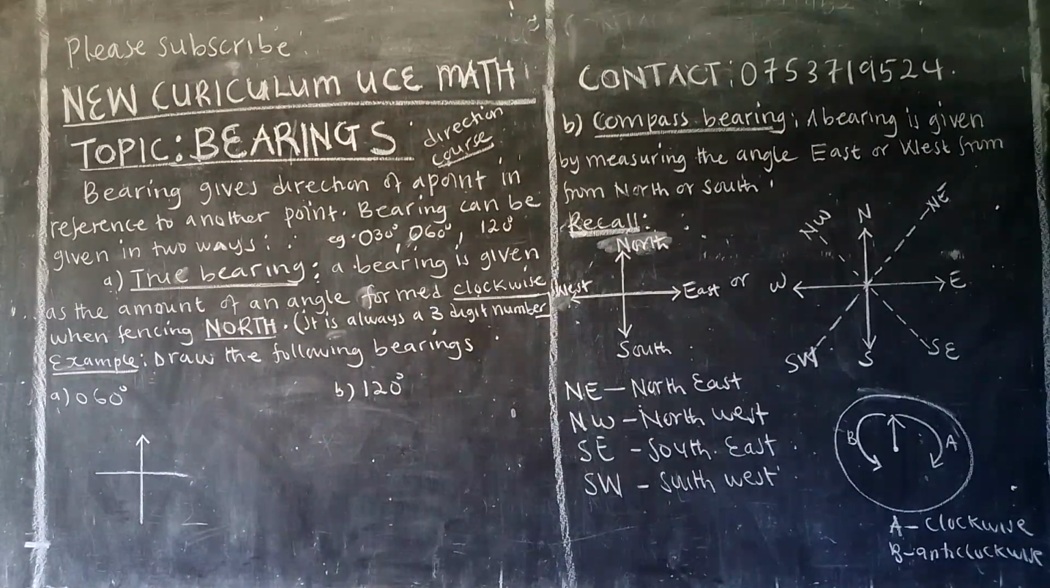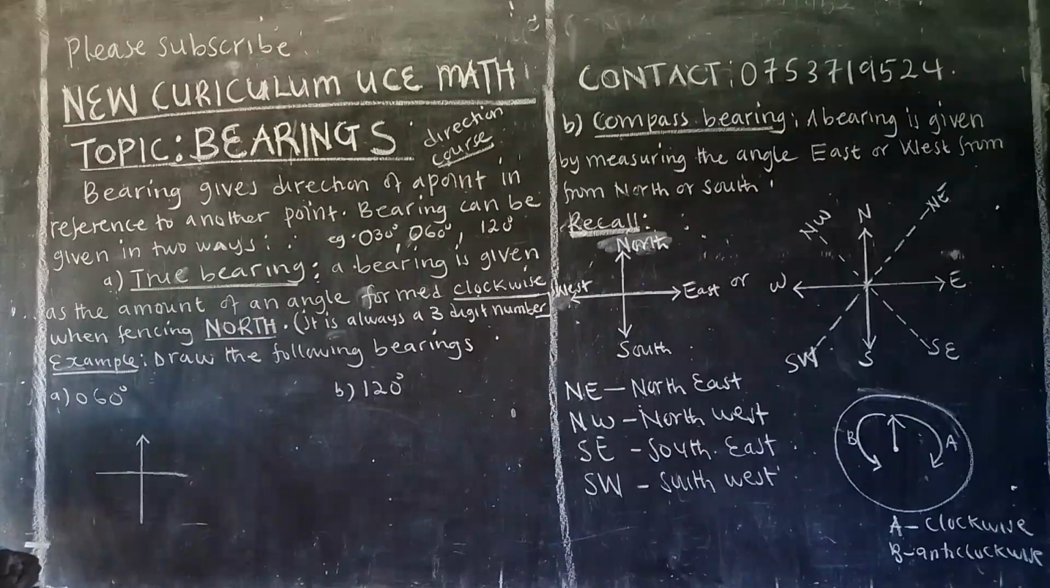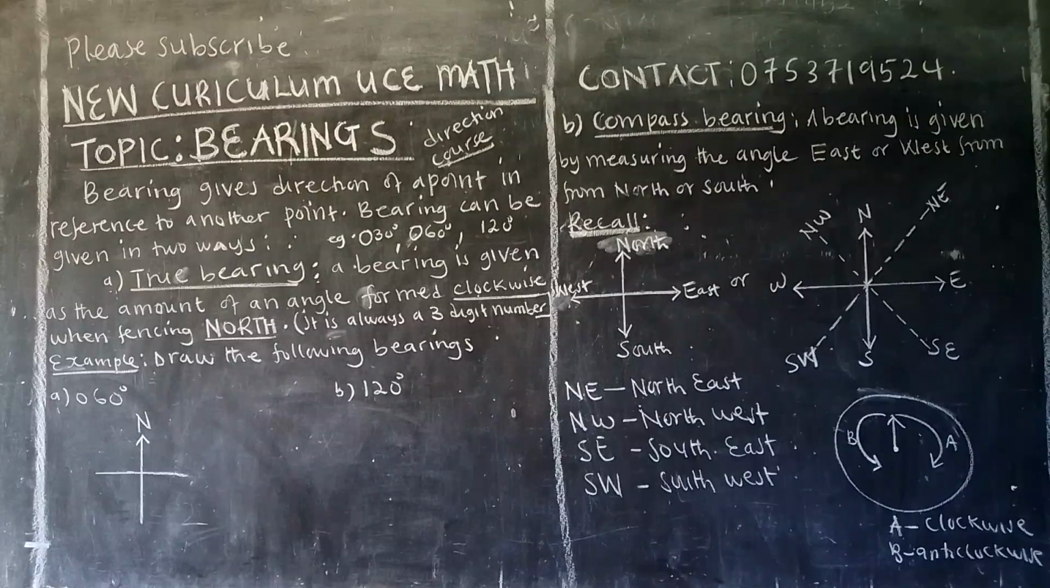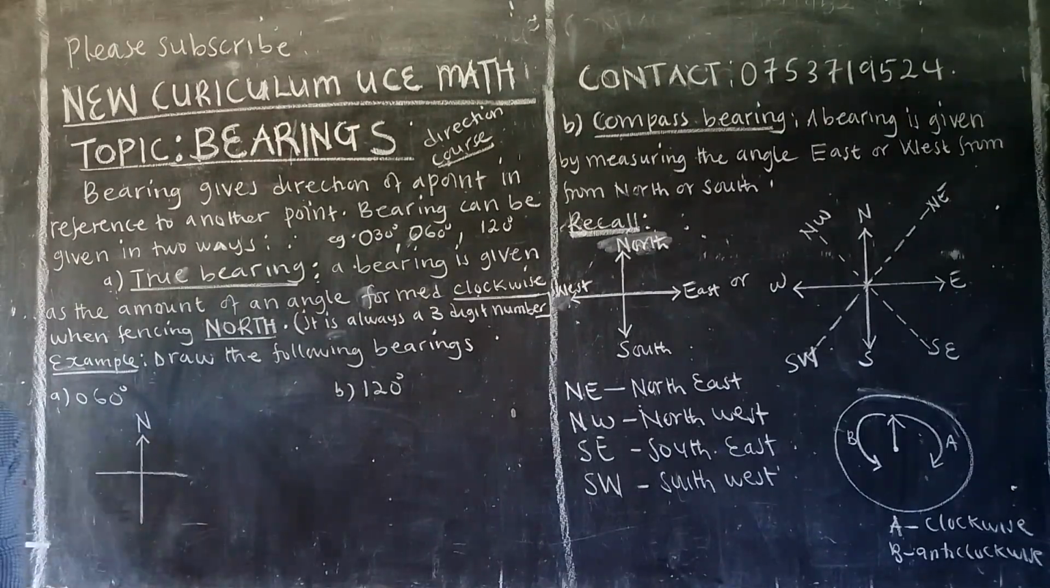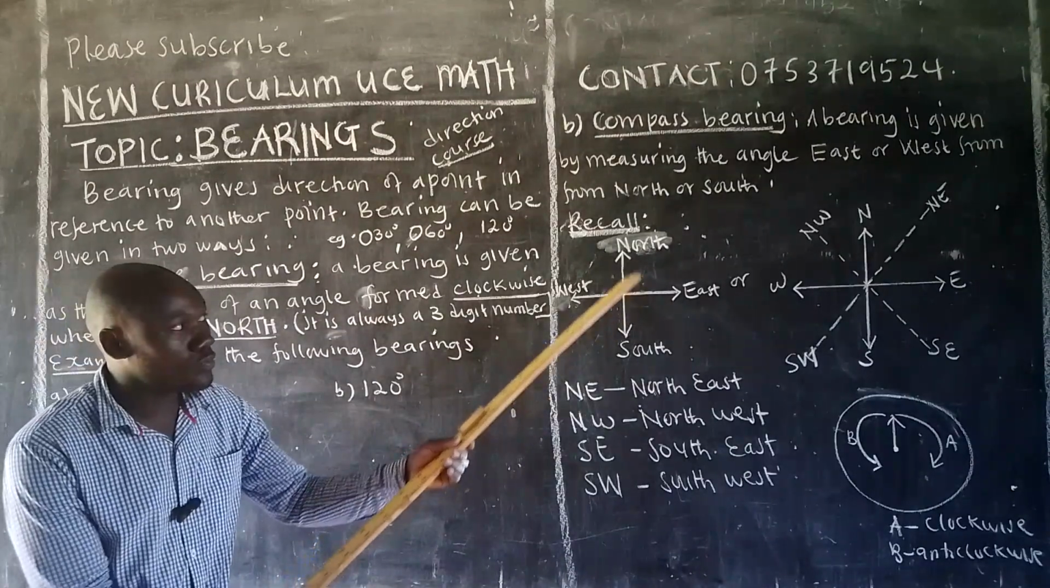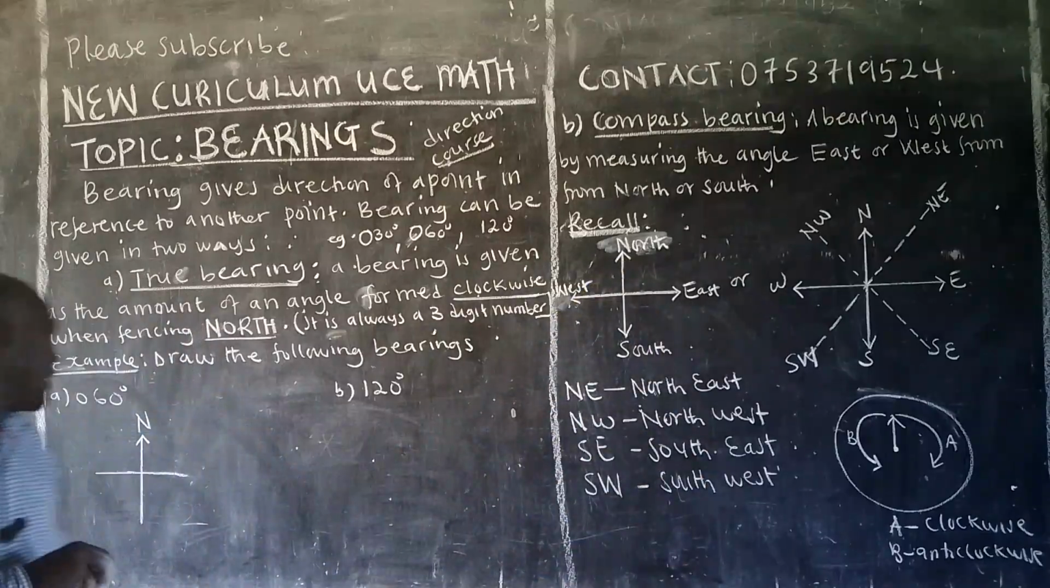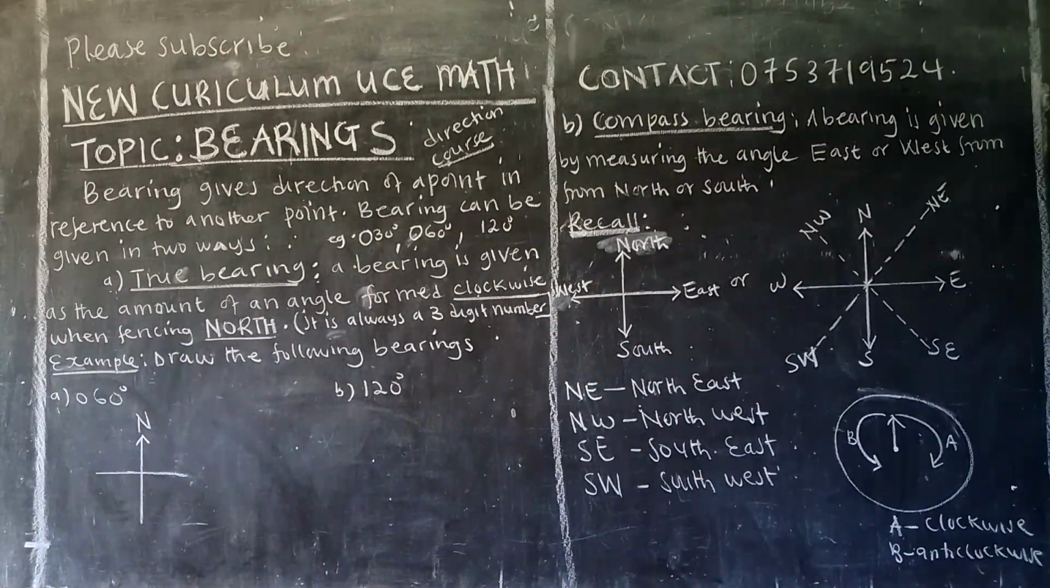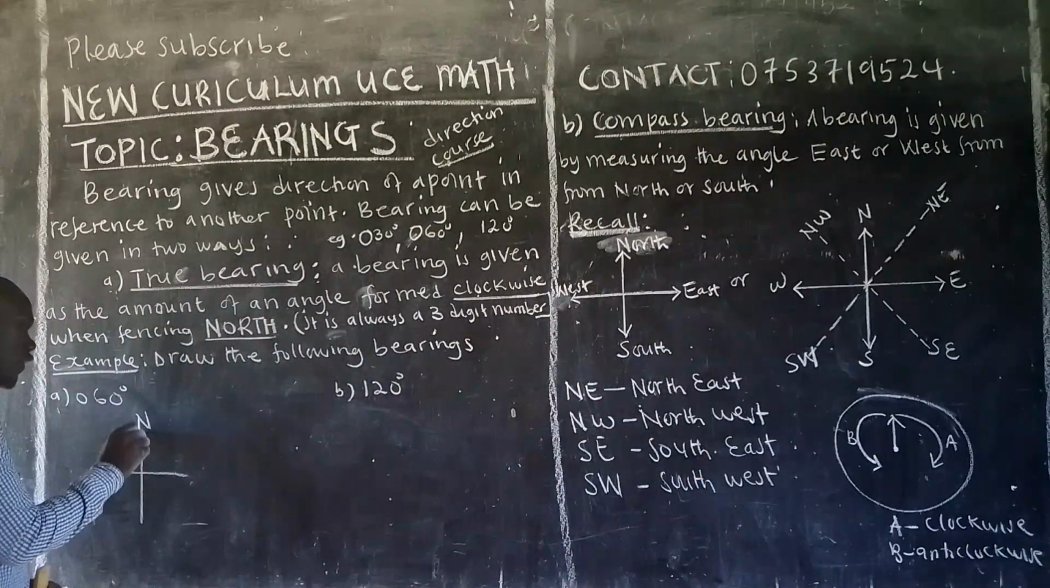Now, here, you must know that whenever you draw a compass like this, you must put north there. Always on any diagram you draw a compass like this. This is the compass, the very compass you're using. But what you put is just north only. The other directions are not all that important. So this one is our north.